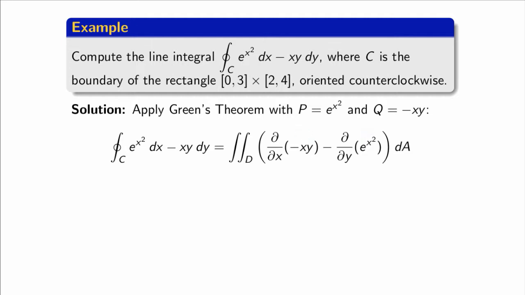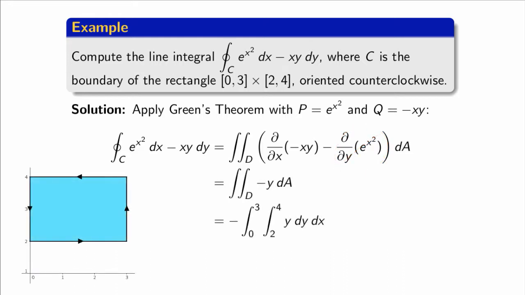Now something awesome happens. Since e to the x squared doesn't involve y, this partial derivative vanishes, completely eliminating the difficult term. Then we're left with a simple double integral over the rectangular region, which can easily be written as an iterated integral, here with x values ranging from 0 to 3, and y values ranging from 2 to 4. I think you've got it from here. Just evaluate this double integral from inside out using the fundamental theorem of calculus to get a final answer of -18.